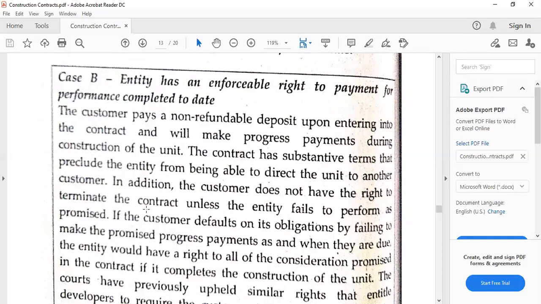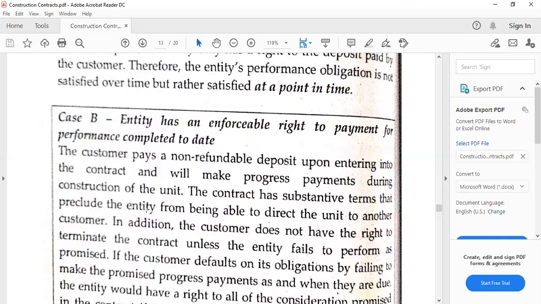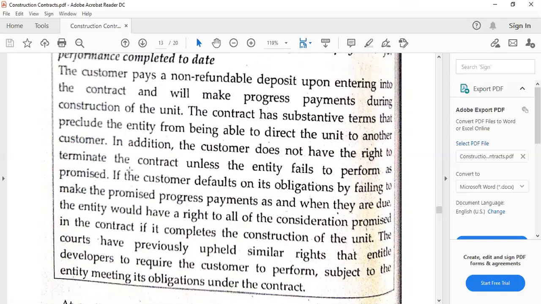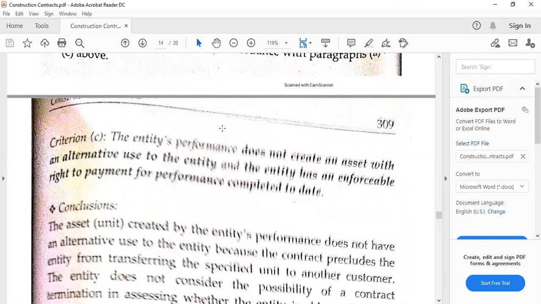What about case B? The entity has an enforceable right to payment for performance completed to date. So in this case, there would be a certain provision here that the entity can receive payment based on progress billings. So let's check for further details.